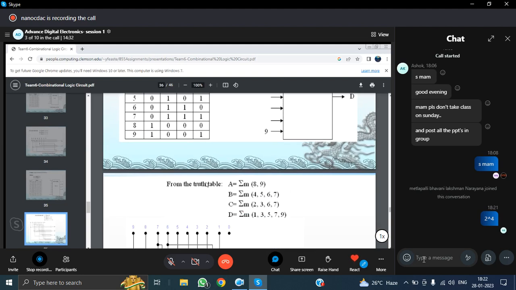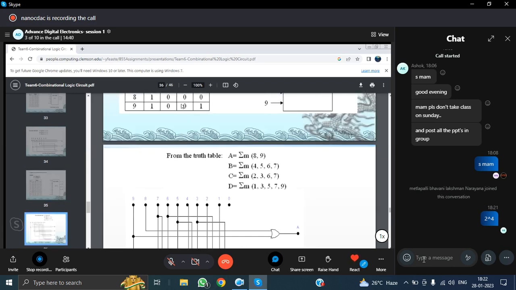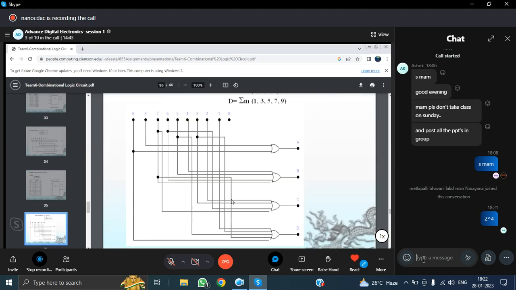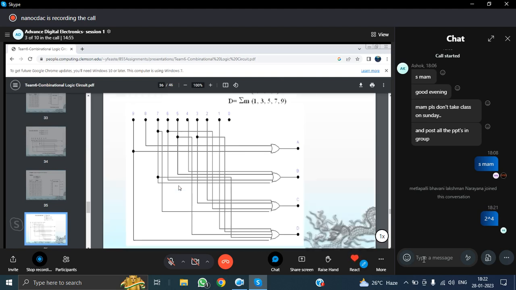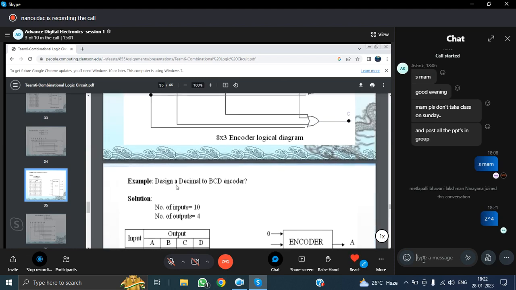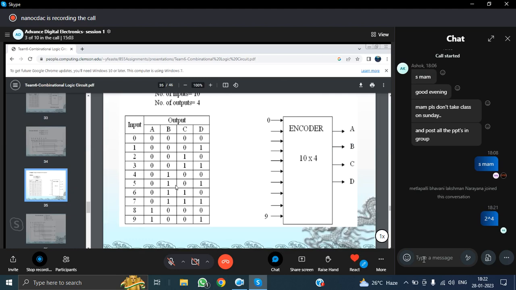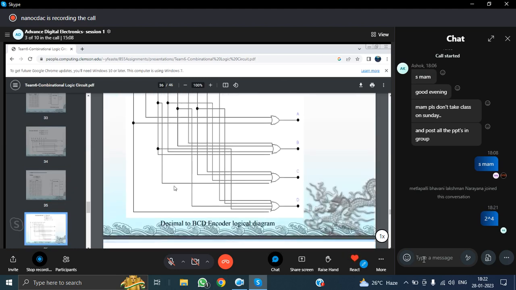If you want to design this, write down A is equal to sigma m(8,9), B is equal to sigma m(4,5,6,7). You take all the min terms from the truth table, and for mapping you can use a K-map, or else directly draw the logic diagram. You will get the logic diagram for the 10 by 4 encoder like this. It is nothing but the decimal to BCD encoder, with the 4 outputs A, B, C and D.